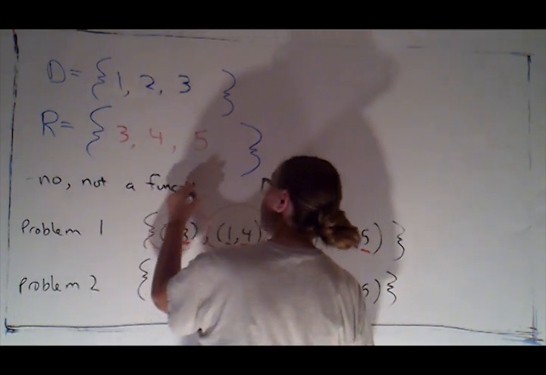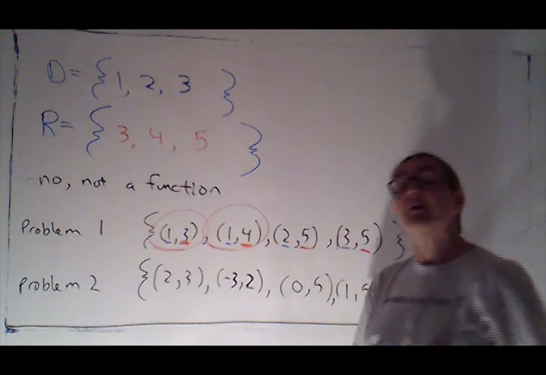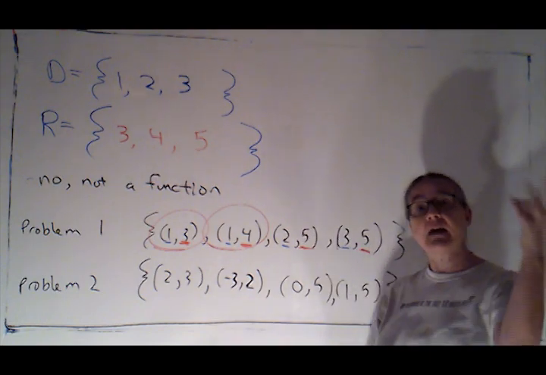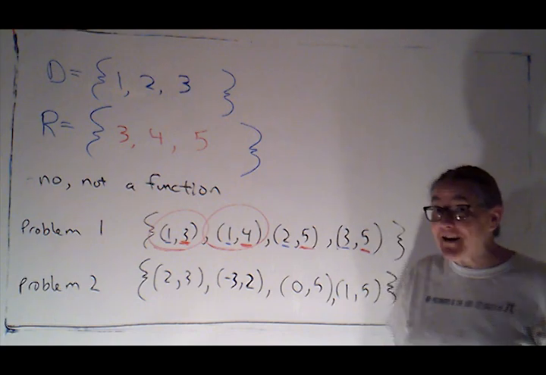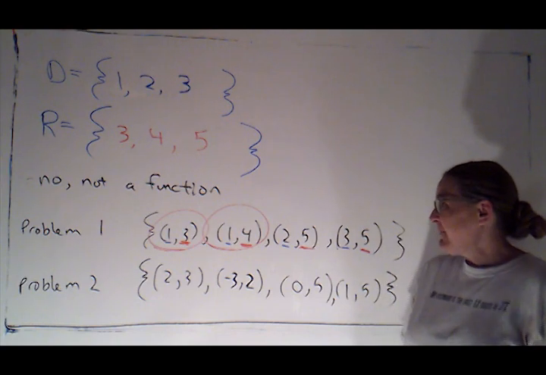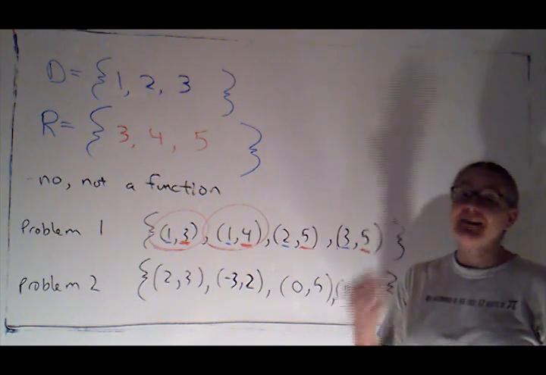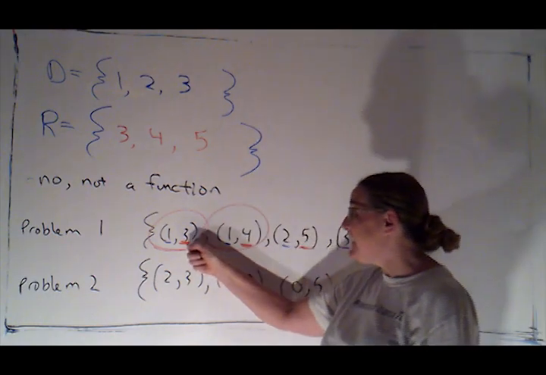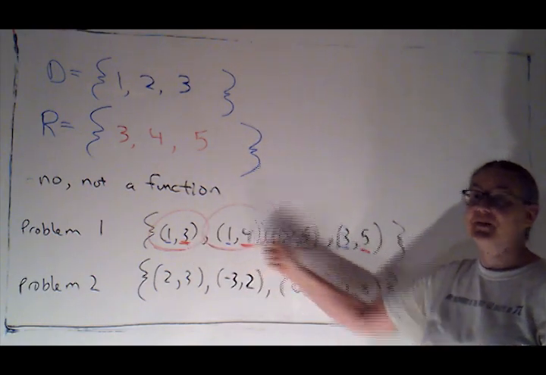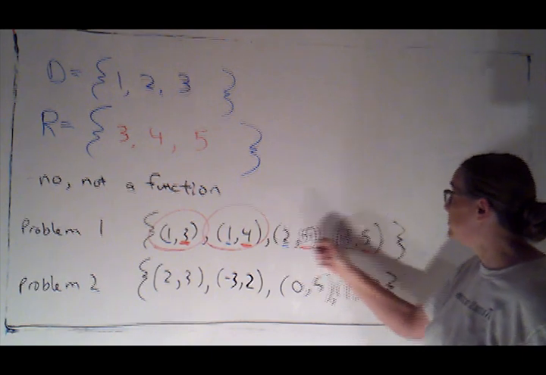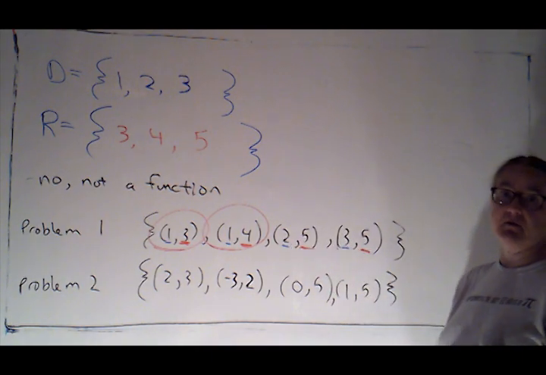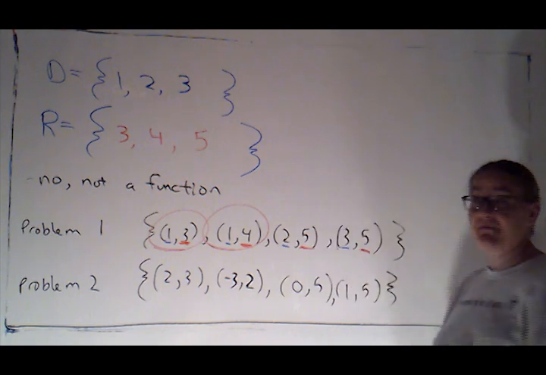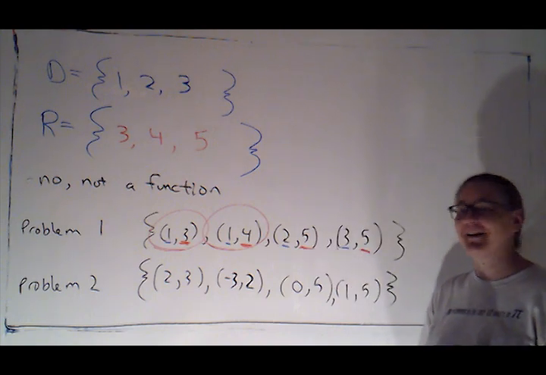So it's a relation, it's a set of ordered pairs, but it doesn't follow that rule. If you came to me and said, hey, I plugged in 1 to the relation in problem 1, what do you think I got out? I'd have a 50-50 chance of getting the right answer, because it could be 3 or it could be 4. The other x values, 2 and 3, each do have a unique y value associated with them. It happens to be the same y value of 5, but that's totally fine.